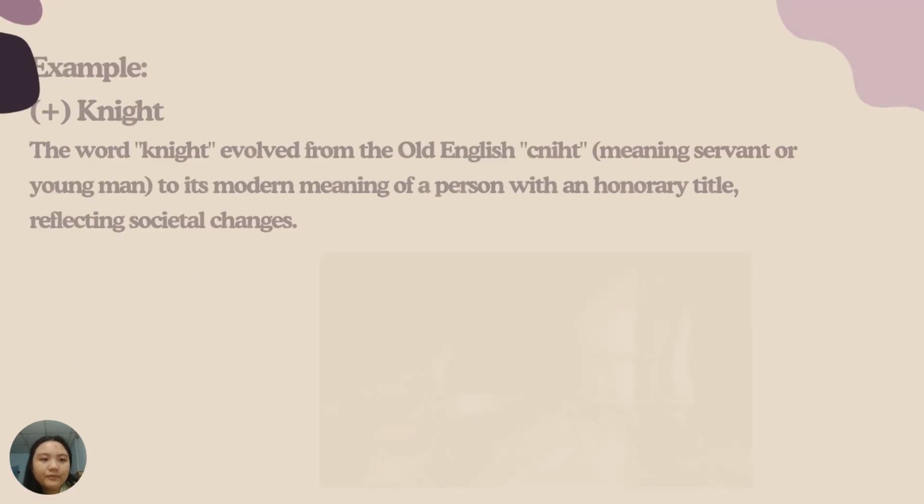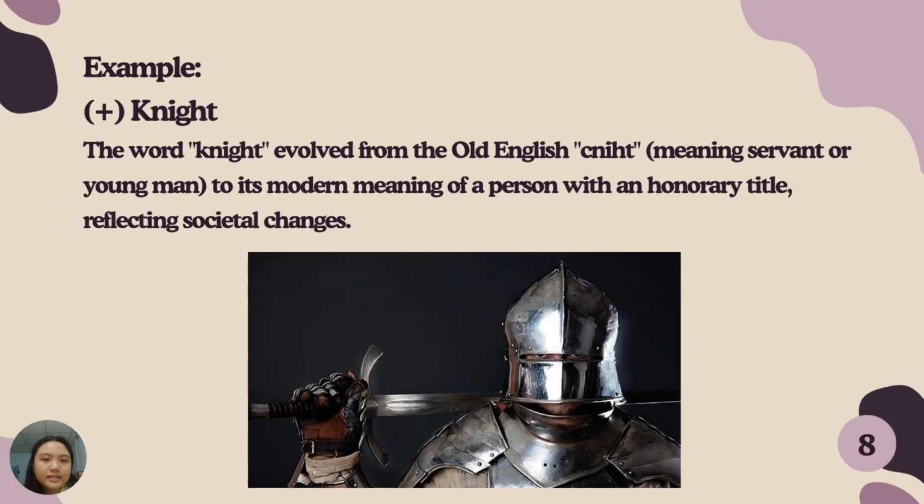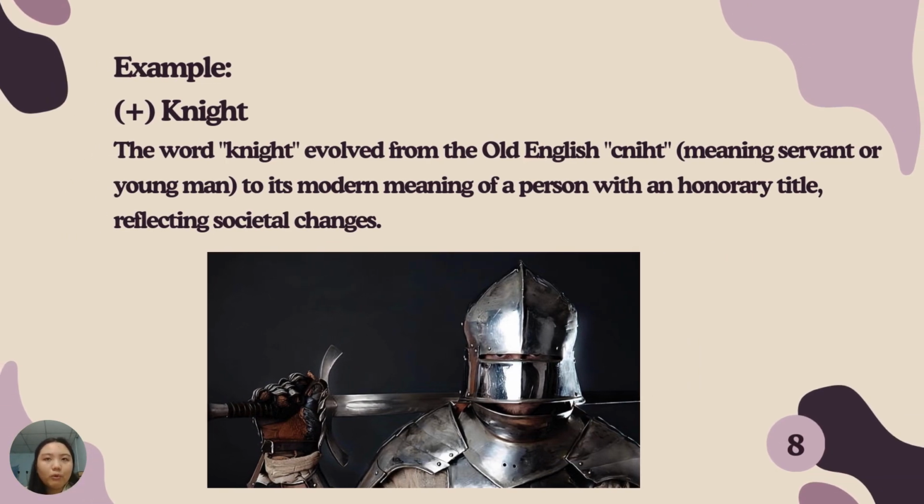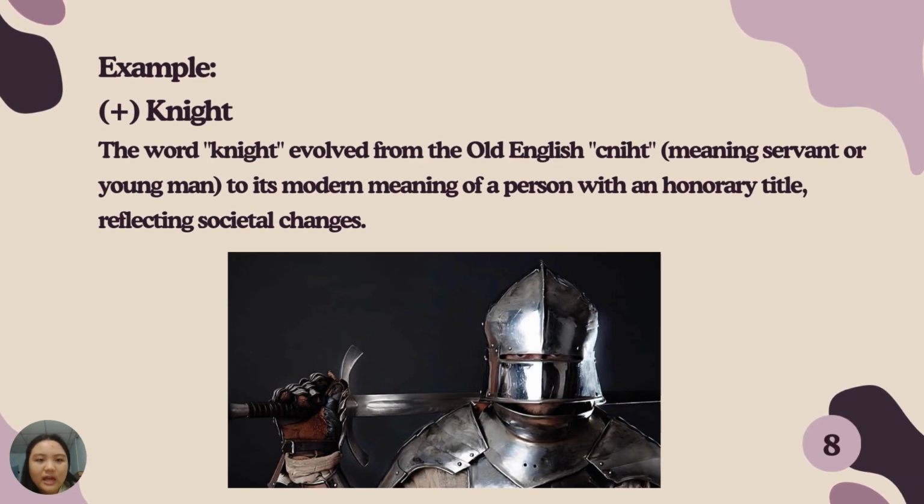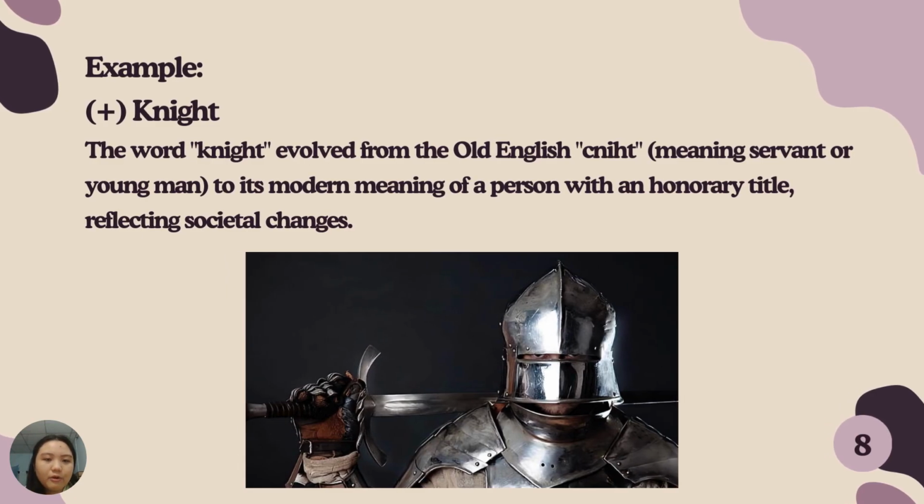For example, the word knight originates from Old English cniht. Here, I don't know how to pronounce this word, which meant servant or young man. Over centuries, it evolved to denote a person granted an honorary title of knighthood, a transformation reflecting changes in societal structure, right?